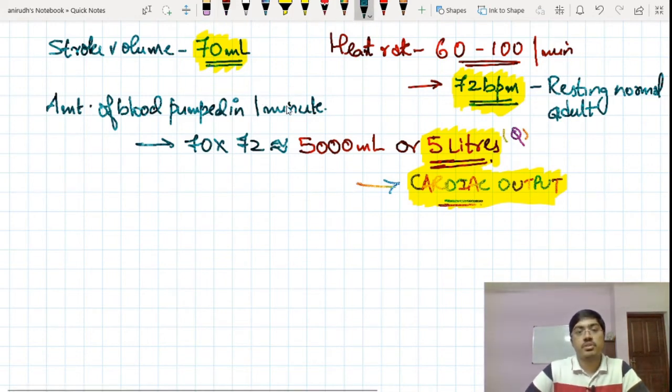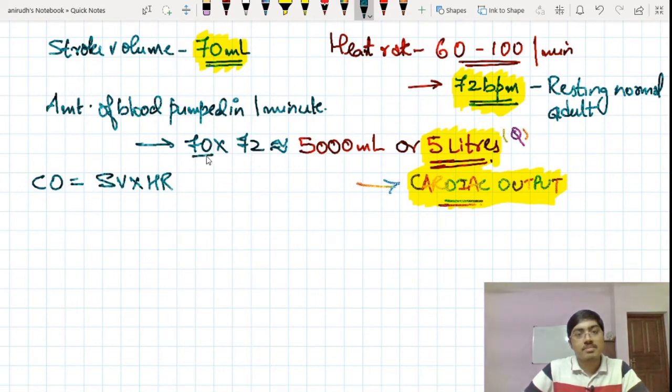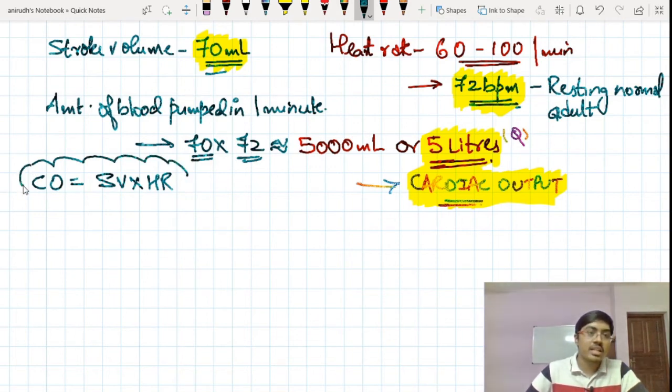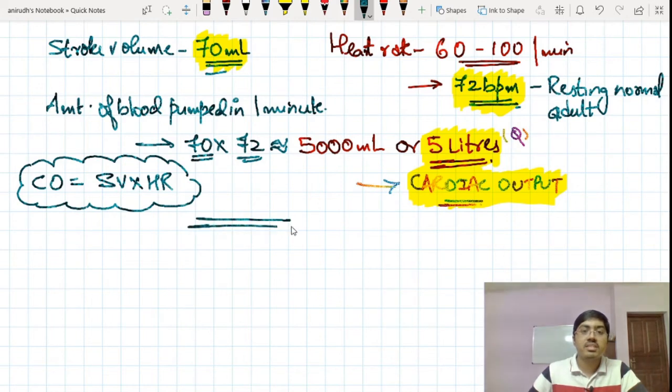Now cardiac output. So what is the formula for cardiac output? Cardiac output is equal to stroke volume multiplied by heart rate. What did I do here? I just multiplied this and this. This is the stroke volume and that is the heart rate. So this is a very important formula to find out the cardiac output of a person. Okay, so these are the features that you're supposed to know so far as cardiac output is concerned.